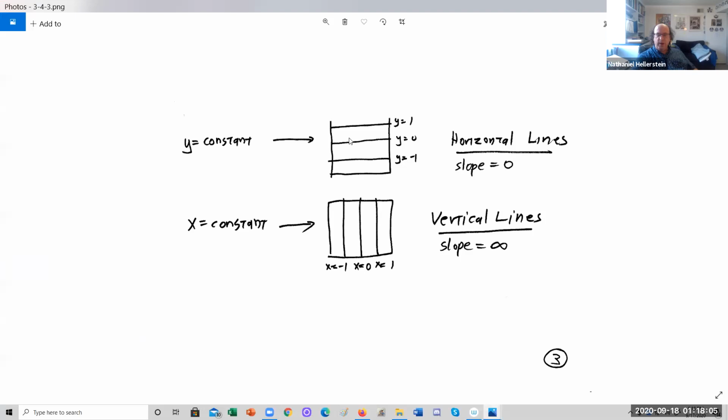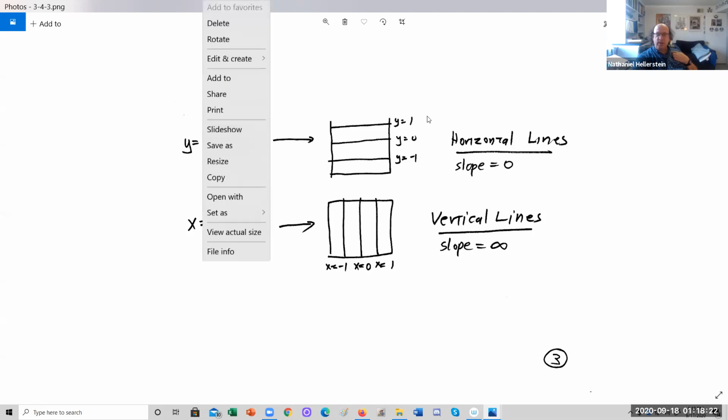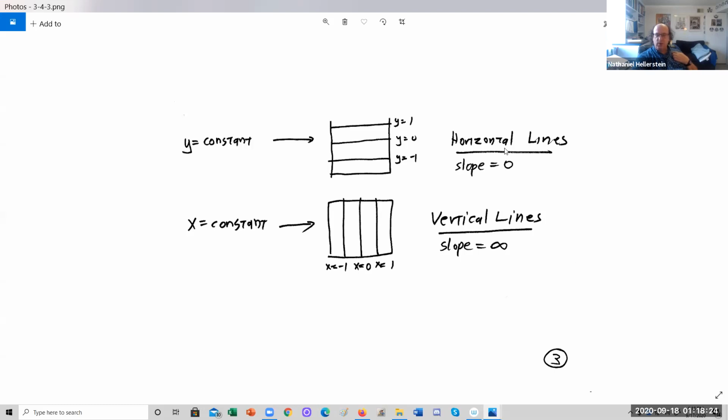If you have a horizontal line, I mentioned that the slope is 0, because no matter how far you run, you neither rise nor fall. A line y equals 0, that's horizontal, that's a slope of 0. Y equals 1 is a slope of 0. Y equals -1 line is a slope of 0. Y equals constant gives you a horizontal line with slope 0.